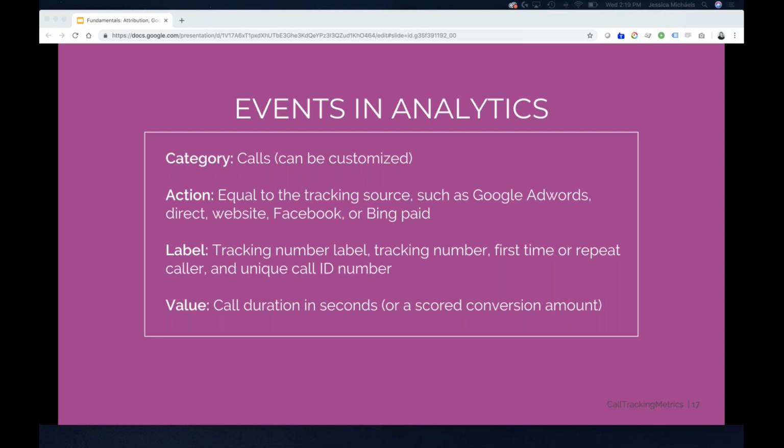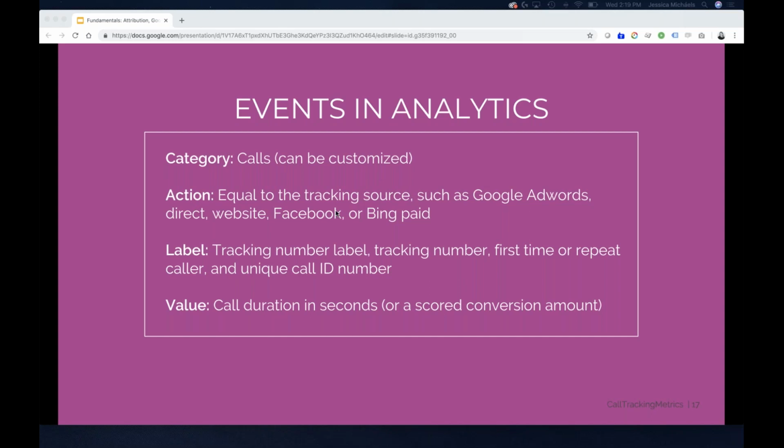So it looks like those who participated in the poll are not familiar with events. No problem. That's what we're here today to discuss and become experts in. What happens is, after every form, text, and call is received, call tracking metrics sends an event into analytics. An event is made up of four components: category, action, label, and value. The category is typically something like calls. This can be customized. We'll be reviewing that shortly.